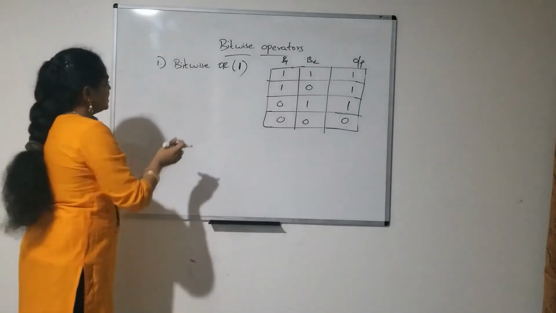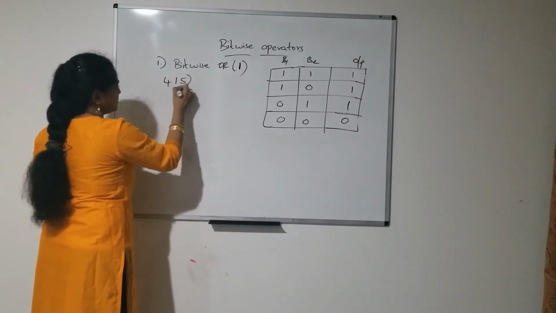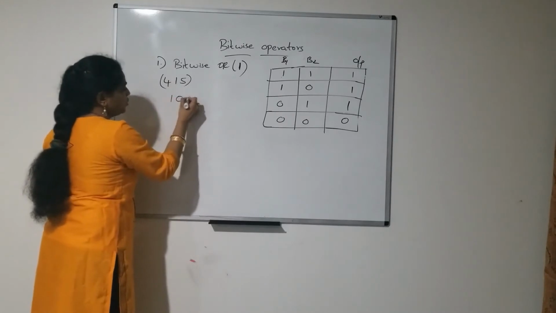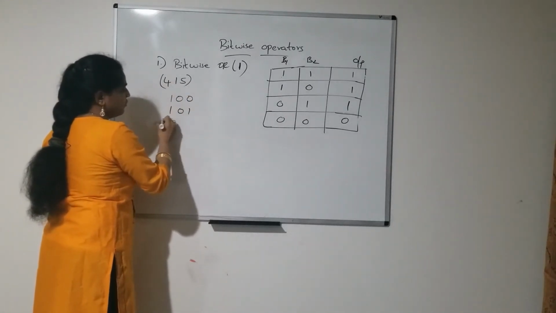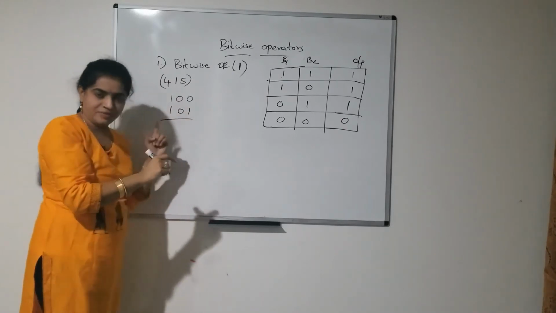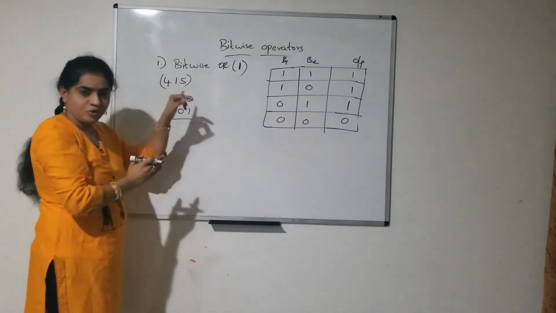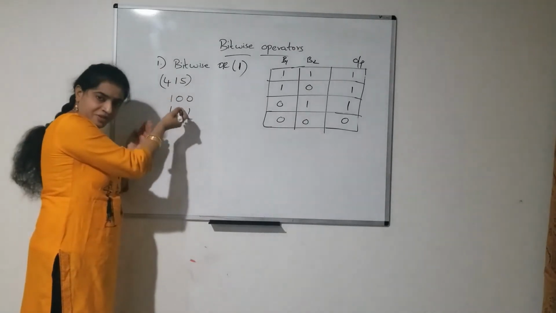Okay, so here I want to perform bitwise OR between 4 and 5. For 4, the binary representation is 1 0 0. For 5, the binary representation is 1 0 1. We have already seen bitwise AND in the previous example. So these are the binary representations for 4 and 5.